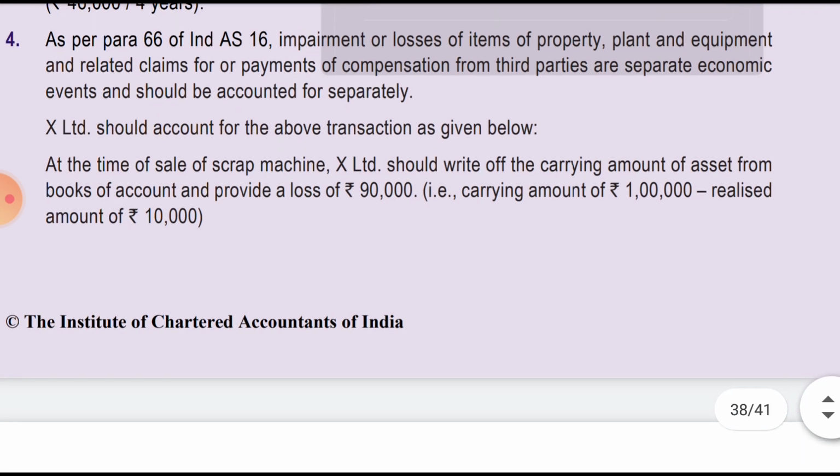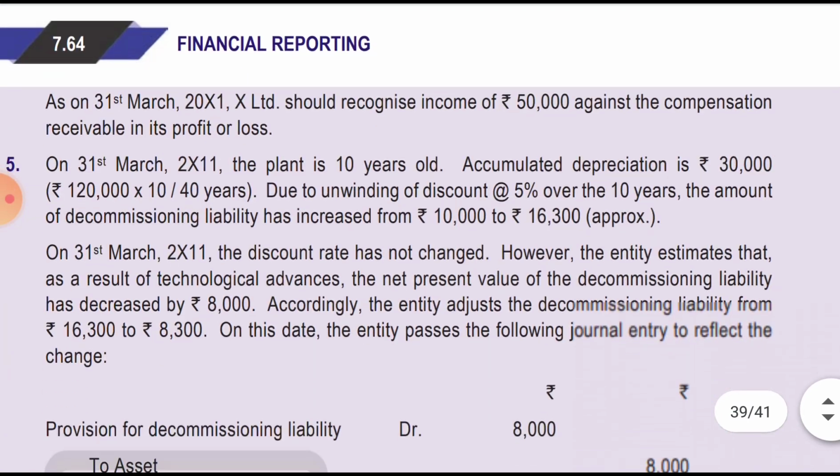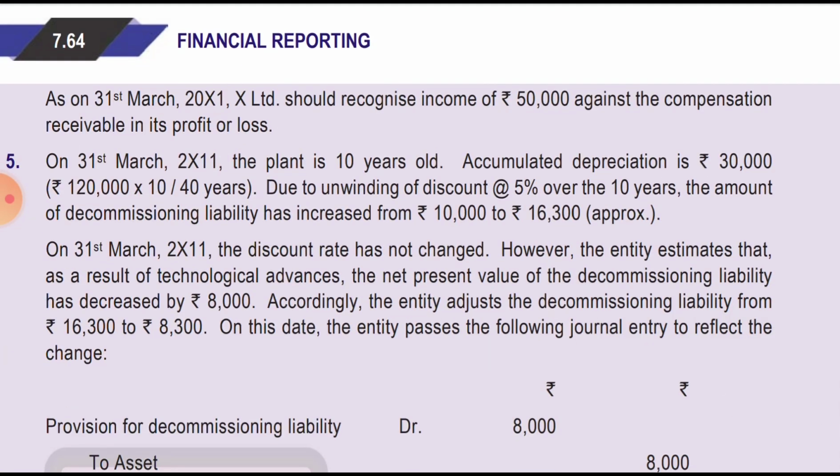X Limited should account for the above transaction as given below. At the time of the sale of the machinery, X Limited should write off the carrying amount of the asset in the books and provide a loss of 90,000, that is carrying amount 1 lakh minus realized amount of 10,000. And as on 31st March, that is closing, X Limited should recognize an income of 50,000 against the compensation receivable in the profit and loss account. So two effects will be given, that is one is income receivable in the balance sheet, and we will recognize 50,000 as our income as well on accrual basis.